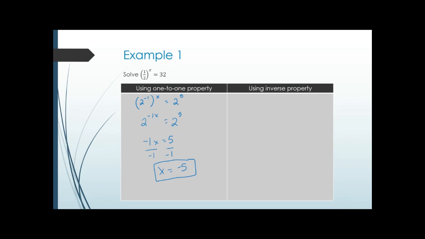Most people, I think, have the TI-30X, and it has a button for both. It has a log button and an LN button. So let's do the log. Using the inverse property, I have to take the log of both sides.